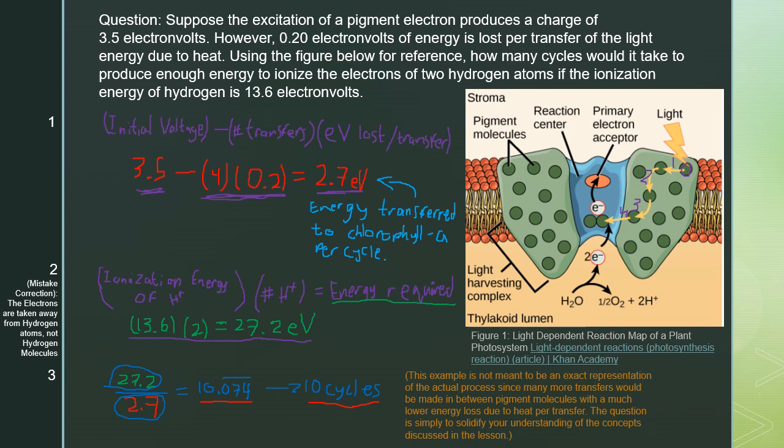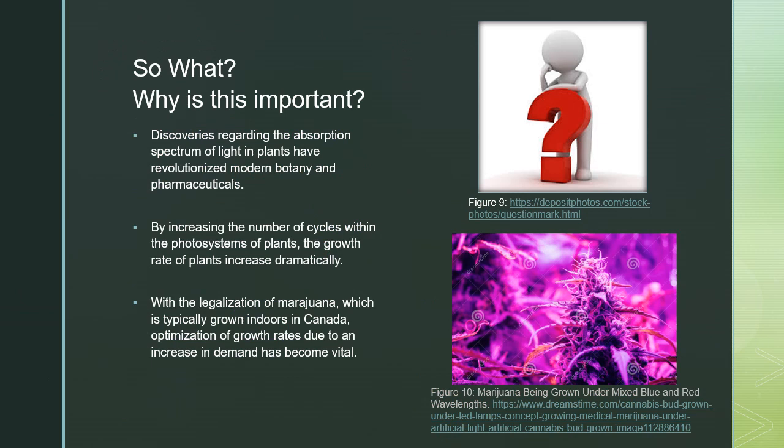Obviously, this is a very simplistic look at the process, and we didn't account for other variables such as the transfer of energy from chlorophyll A to hydrogen. But hopefully this exercise helped to cement your understanding of the overall processes involved in light-dependent reactions. You may be wondering, why does this matter, or why should I care? While this may not affect us all that much, discovery in the absorption spectra of plants and improved efficiency of the photosystems in plants have revolutionized modern botany and pharmaceuticals.